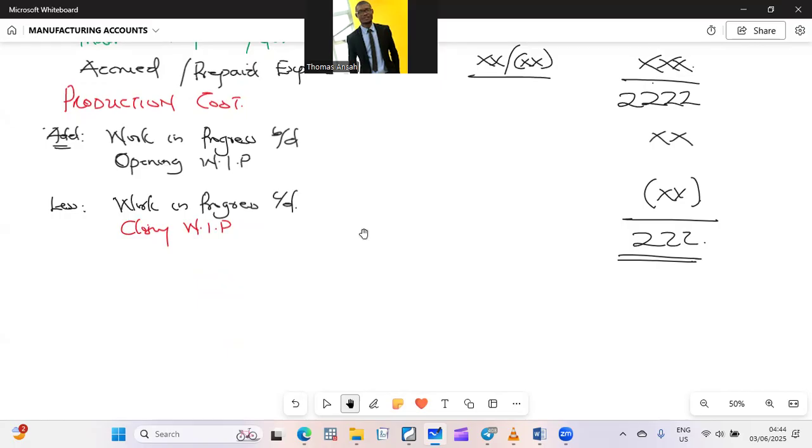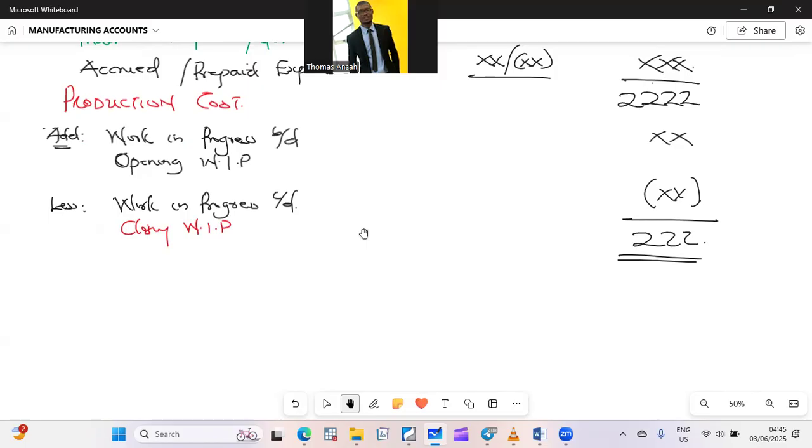And it's something you already know. You know it already because you've gone through trading accounts since last semester. So this one is no different from what you've been doing. All right. So let's look at the trading aspect.